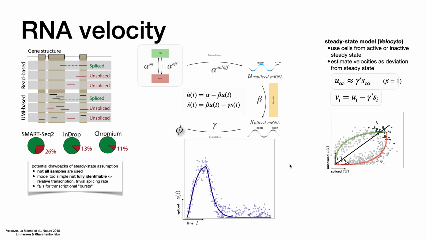And when we always assume a steady state, we don't use all of the cells to estimate the gene dynamics. We only use the cells from the steady state. Further, the model is not fully identifiable, so we have to fix this beta, the rate of splicing, to a certain factor in order to make this model work. However, splicing rates can be different. They can also be different across genes, and this is something we don't account for in the steady-state model.